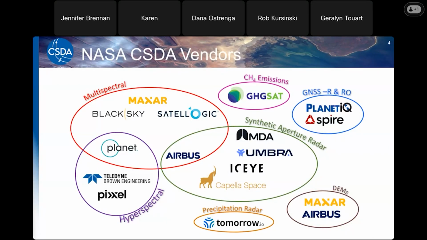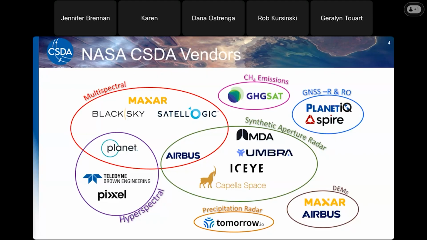data. Another one of our vendors, Airbus, operates in both multispectral and synthetic aperture radar, alongside other SAR providers, which include MDA, Umbra, ISI, and Capella Space, all enabling all-weather day-night imaging. For monitoring methane emissions, our go-to provider is GHGSat, and GNSS radio occultation capabilities come from PlanetiQ, who we're going to hear from today, and Spire, contributing valuable atmospheric profiles. Digital elevation models are sourced from Maxar and Airbus, and for precipitation radar, we utilize data from Tomorrow.io.